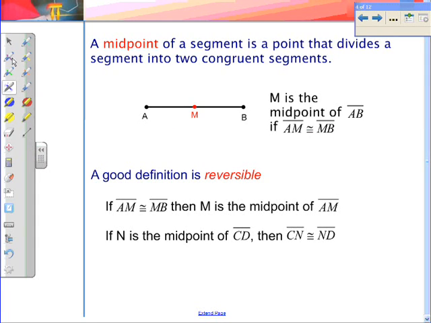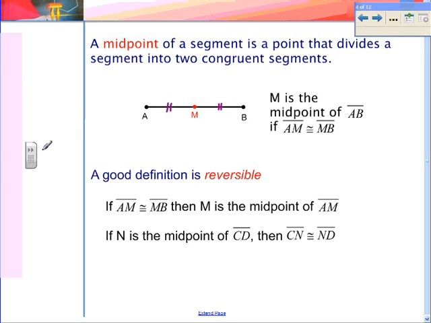And so one of the things that we might include on our picture here are those little markings. So we might put two little tick marks there, and that indicates that the segments are in fact congruent. So we'd say M is the midpoint if those two segments are congruent.